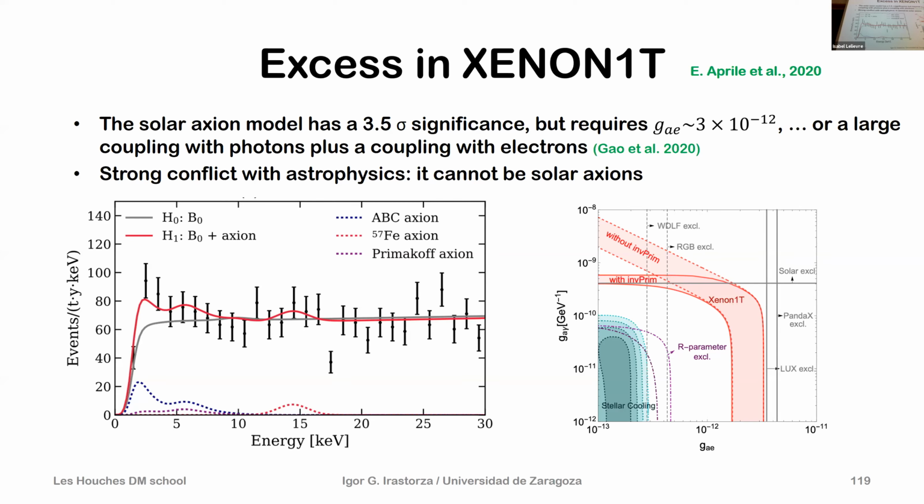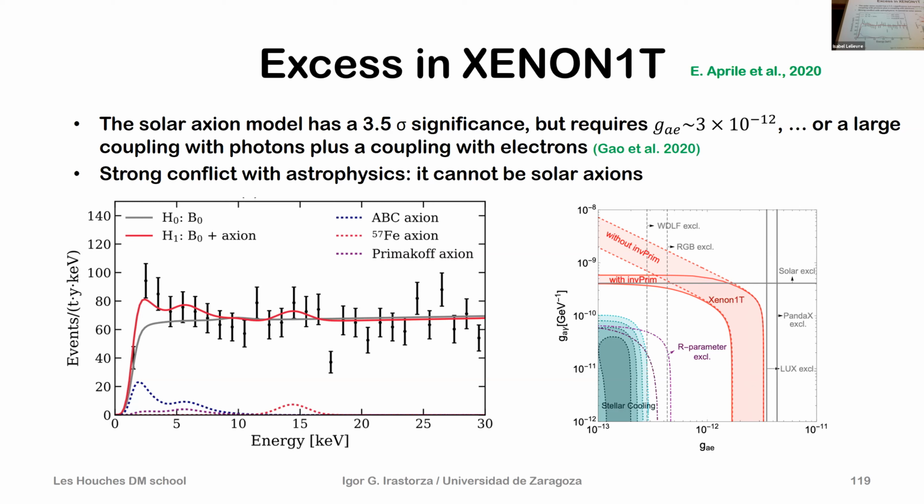Among different possibilities, the option of having solar axions producing this excess has been tested, and in principle, if you ignore constraints from astrophysics, there is a nice statistical solution. It's favored with 3.5 sigmas over the background solution, or the background hypothesis.